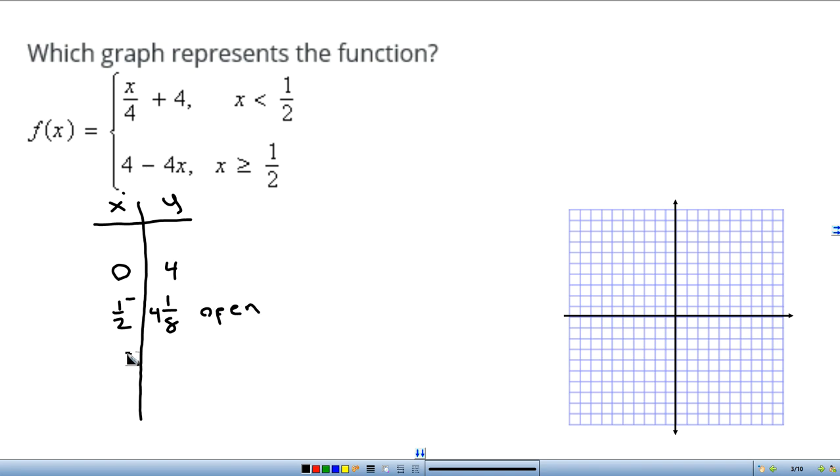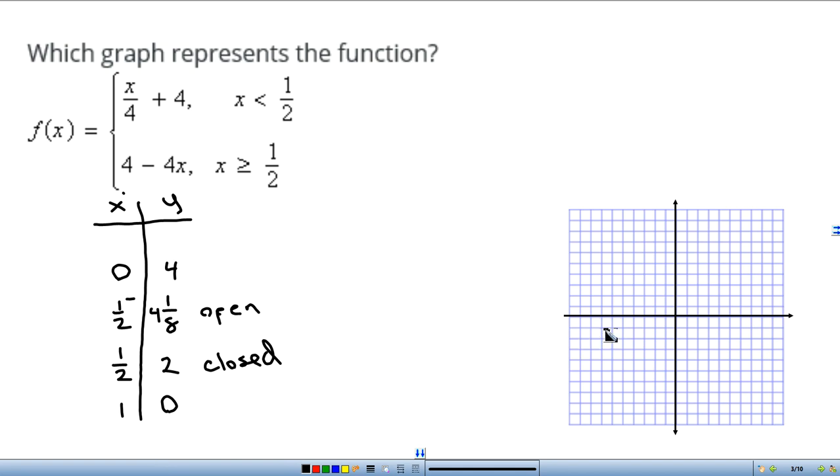And now I'm going to plug in exactly 1/2. So if I plug in 1/2 here, I'm going to have 4 minus 2, which is 2. Closed circle. So I'm going to get a jump. I'm going to get a discontinuity. And now I'm going to plug in the value of 1. And if I plug in the value of 1, I'm going to get 4 minus 4, which is equal to, well, in this case, 0.